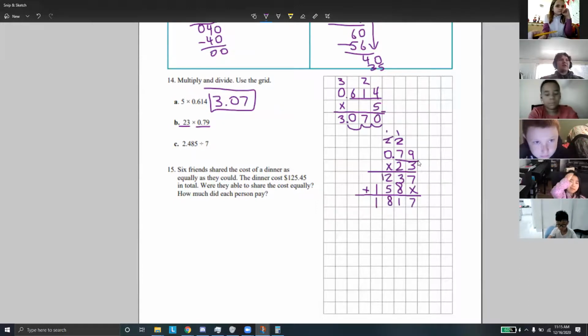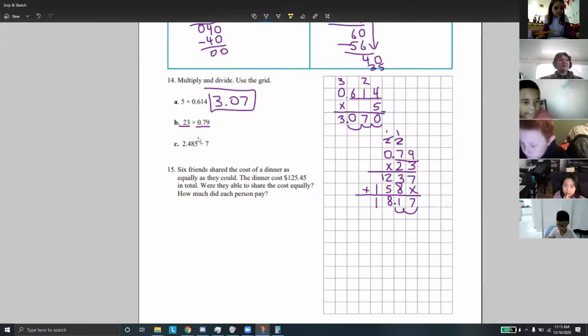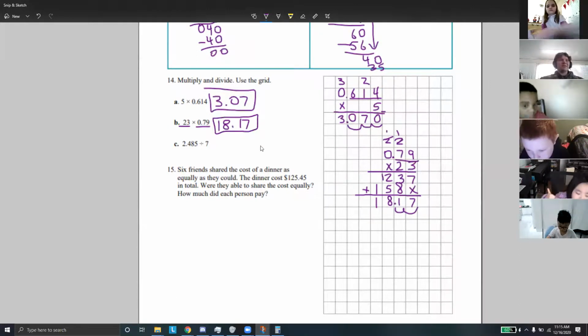So we have 2 numbers after the decimal in 0.79 and 0 numbers after the decimal in 23. So we add those, and we get 2 numbers after the decimal in our answer. 1, 2, and so our answer should be 18.17. Is that what you guys got? Give me some thumbs up if you guys got that. Great, great. Tell me you guys are doing your homework.